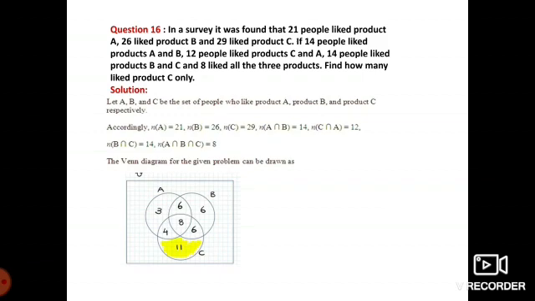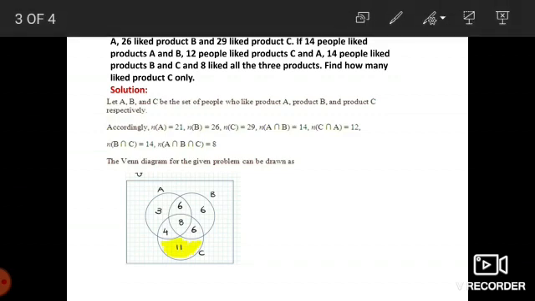Next, similarly the same sum here also. In a survey it was found that 21 people like product A, 26 like product B and 29 like product C. If 14 people like product A and B, 12 people like product C and A, 14 people like product B and C, and 8 liked all the 3 products, find how many like product C only. Product C only is this yellow shaded portion.